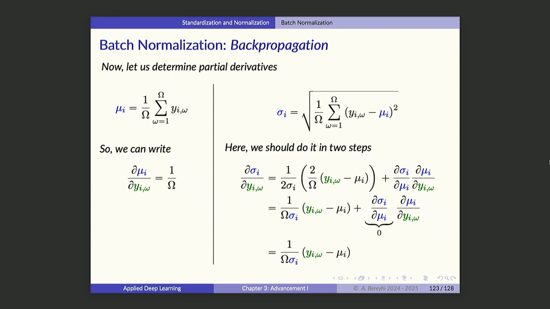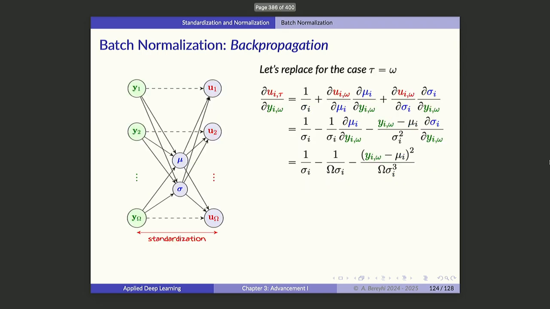So the moral of the story is that the partial derivative of mu with respect to y and the partial derivative of sigma, the standard deviation, with respect to y are simple to compute. You just take those and replace them back inside the expression. Okay, here is a mistake. The first tau should be omega. Just fix it. So u with respect to the corresponding y, right?